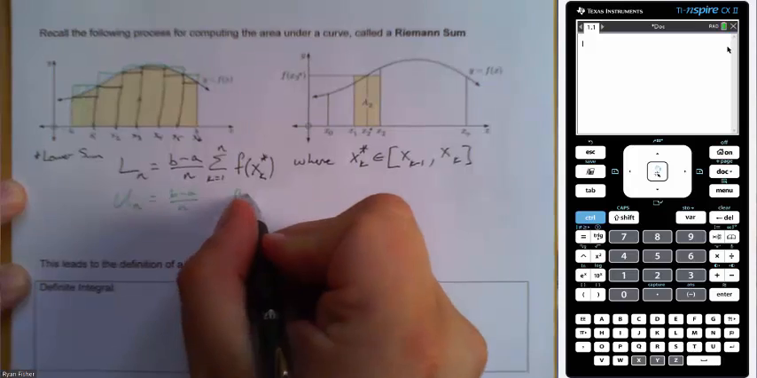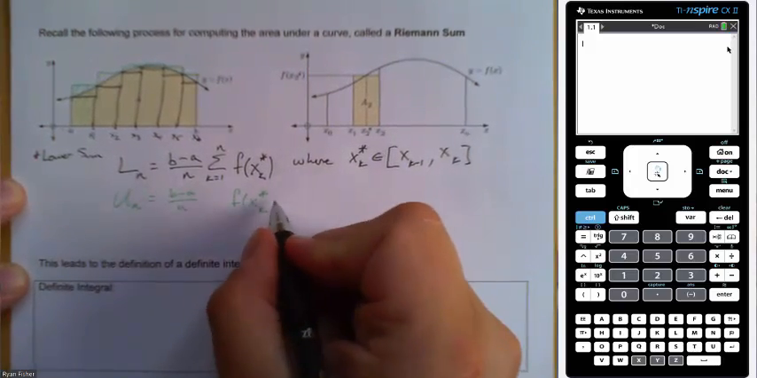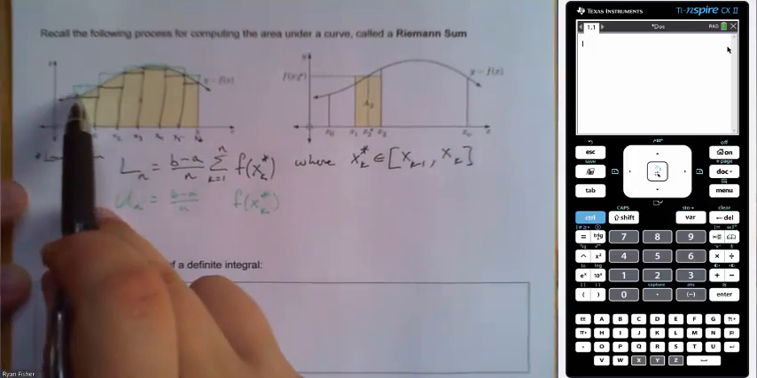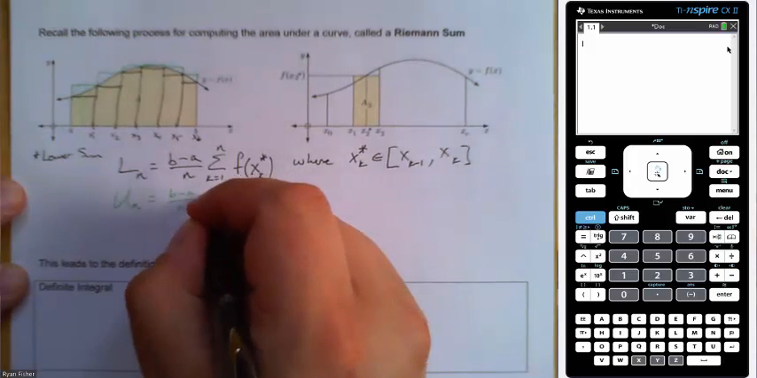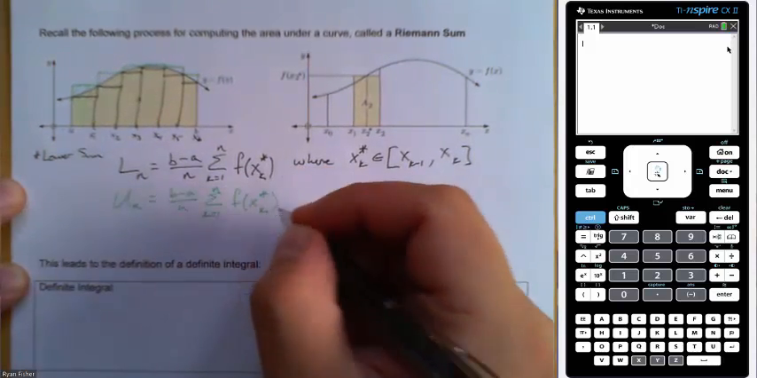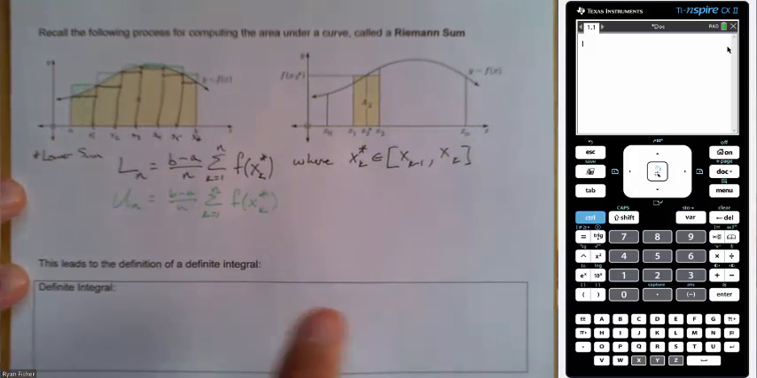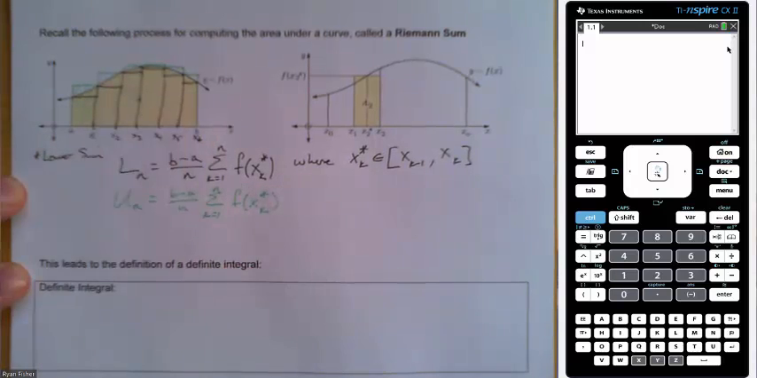And the notation still looks the same because the star still represents a special x, but this time the specialness is the maximum value that the function takes in any given interval. If you sum these together for every one of these, you get an upper estimate on the area underneath this curve. Same bounds for x star.